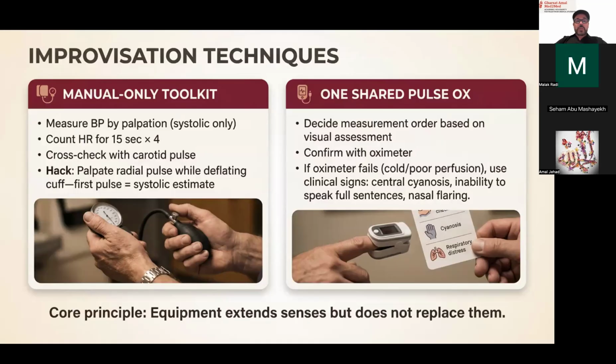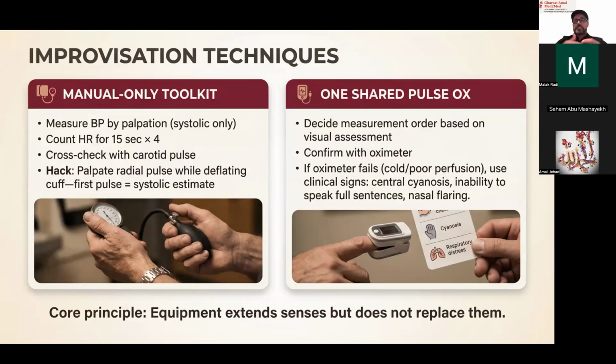You count the heart rate for 15 seconds and then you multiply it by 4. Sometimes, honestly, I calculate the heart rate for a whole minute. But if the patient's blood pressure is very low and I'm in an emergency situation, I don't have time, I just do 15 seconds and multiply it by 4. Same thing for the respiratory rate. You also cross-check. What does cross-check mean? You repeat and verify that it's the same number.